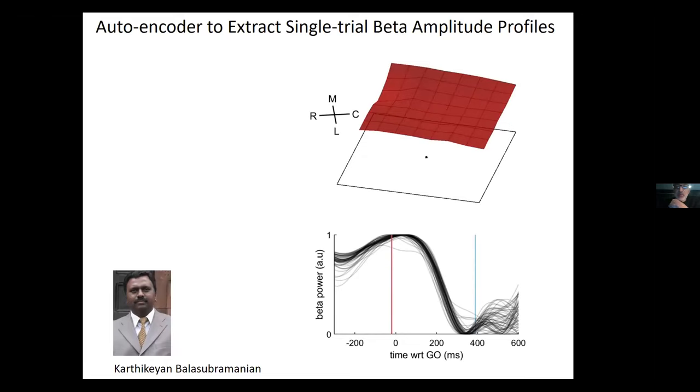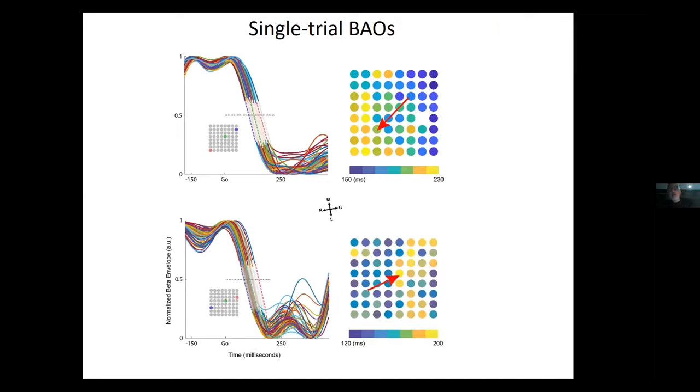So this is an example from a single trial. Each line here represents a different electrode. On one trial, after it's fed through this autoencoder, you can see that you can extract single trial attenuation profiles. And what came as a surprise to us was that these patterns are not exactly what we could infer from the trial average data. Instead, what we found was that, depending on the trial, some trials attenuated in one direction, such as this top one here. So this is a single trial.